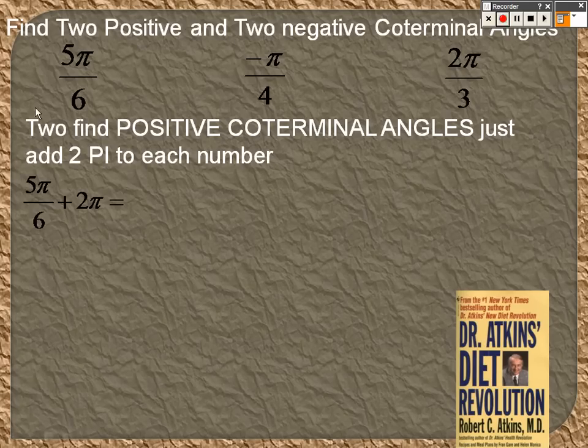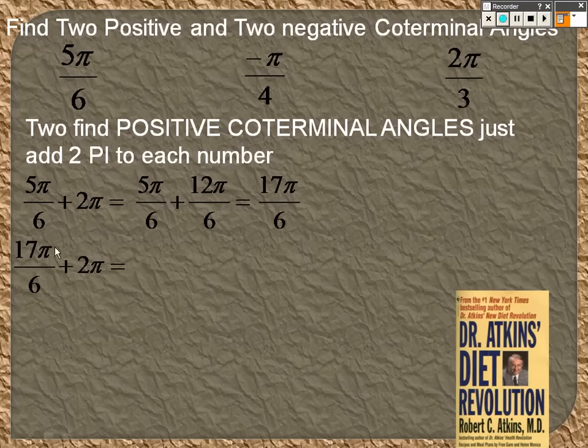That's all. So 5 pi over 6 plus 2 pi, I'd rewrite 2 pi as 12 pi over 6. So when I do that just to find common denominators, you end up with 17 pi over 6. So then 17 pi over 6 plus 2 pi, well, I'm going to write that as 12 pi over 6, just so that they have the same base. So you end up getting 29 pi over 6. So all I did was common denominators.